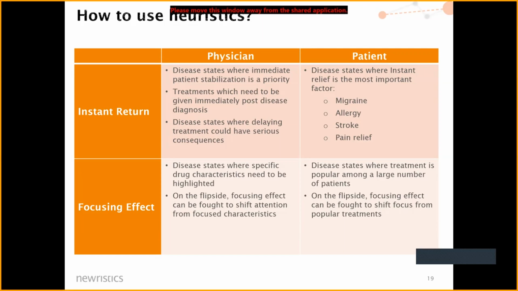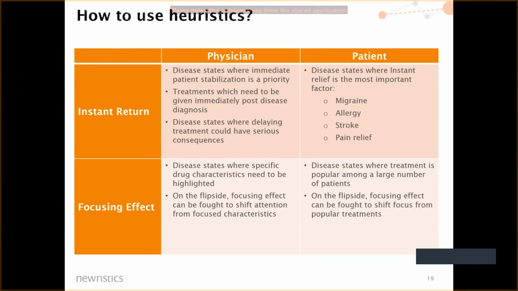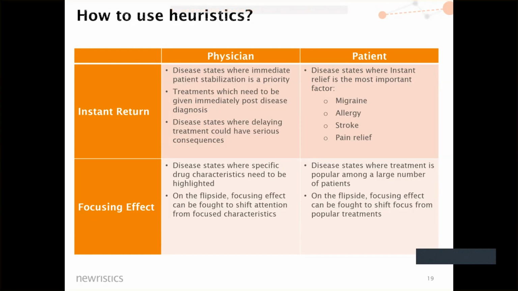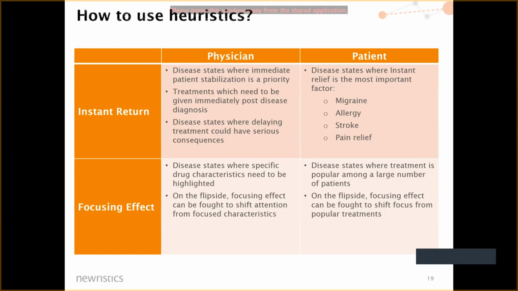On the patient side, any diseases where treatment is popular among a large number of patients, so many patients are trying this or that, and they're hyper focused on a certain treatment option, even though it may not be the right thing. You might again be feeding or fighting focusing effect there. So this is where we will stop for this masterclass.